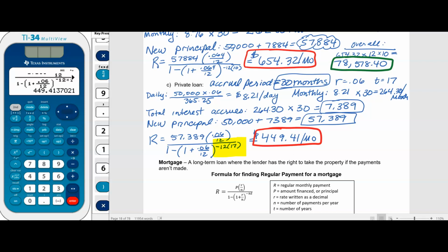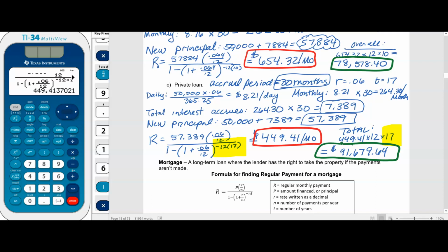Okay, so let me just get my blue marker here, and then for the total, I'm going to take 449.41 times 12 months in a year times 17 years. Let me just highlight that too. That 17 shows up again. So you want to make sure to pay close attention when you've got a loan that's not a 10-year loan. It'll look different than the other problems you do when it's 10 years. So when we multiply that, we get $91,679.64.